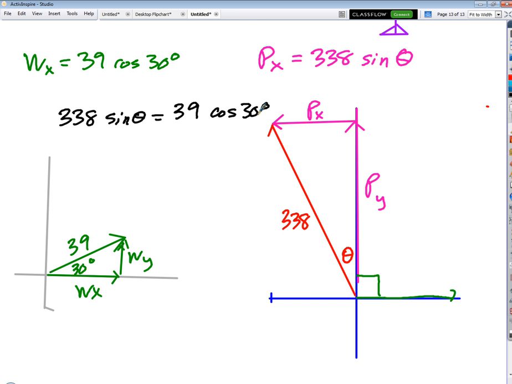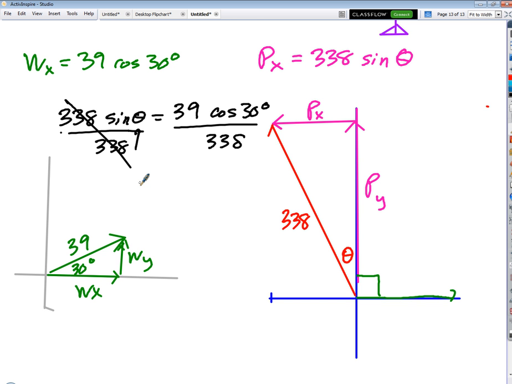Now this is kind of strange algebra here, but what are the two steps we're going to have to do to get that theta by itself? What are we going to do first? I've got to get that guy by itself. I have to divide first, don't I, because the sine is being multiplied by 338? This is a tricky one. If I divide both sides by 338, those cancel. And now I can just take the arc sine or the inverse sine, right?